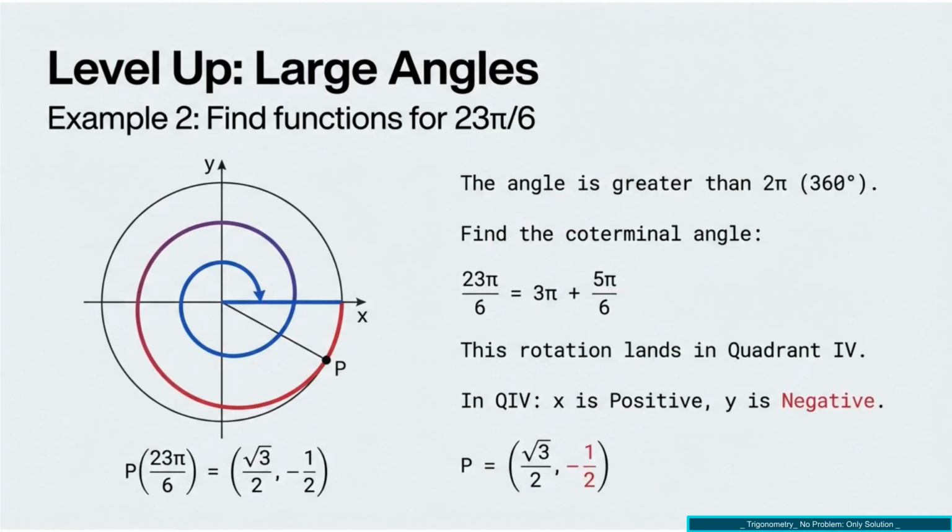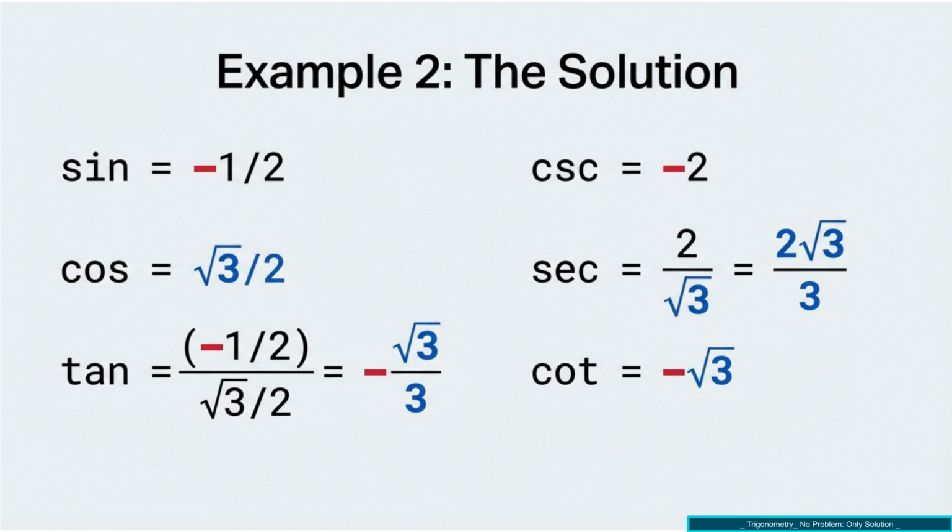Next, we handle large angles, like 23 pi over 6. Since this is greater than 2 pi, we find the coterminal angle, which is 5 pi over 6. This lands in quadrant 4, where x is positive and y is negative. Based on the quadrant 4 coordinates, the 6 function values for 23 pi over 6 are calculated. Note the negative signs for sine, tangent, cosecant, and cotangent as expected in this quadrant.